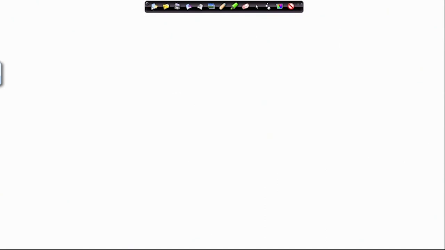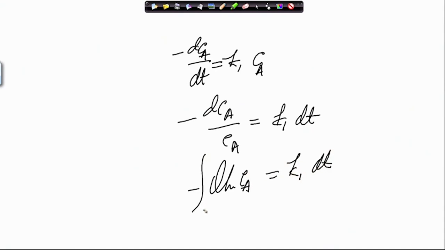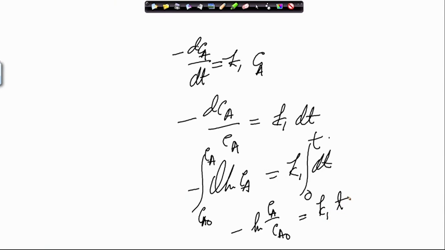Now next step, if you look at this equation, what I have written before, dCa by dt equal to minus K1 into Ca. Now I can write this as dCa by Ca equal to minus K1 into dt, which is d ln Ca equal to minus K1 into dt. Now if you do the integration, Ca0 to Ca and 0 to t, then we will get minus ln Ca by Ca0 equal to K1 into t. Am I right? Now this equation I can write in this form, Ca equal to Ca0 into e to the power minus K1 t, because you know Ca0 is constant and K1 is a constant.